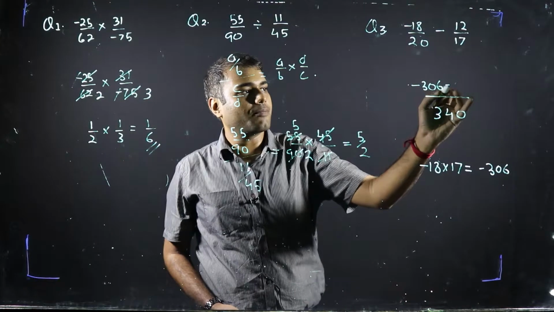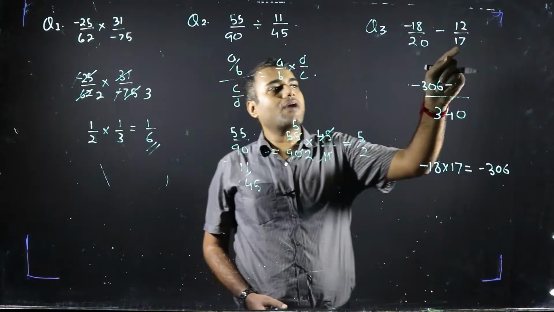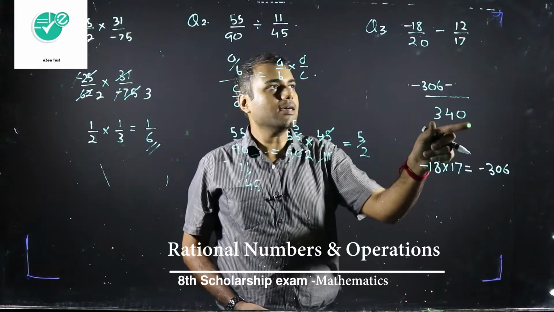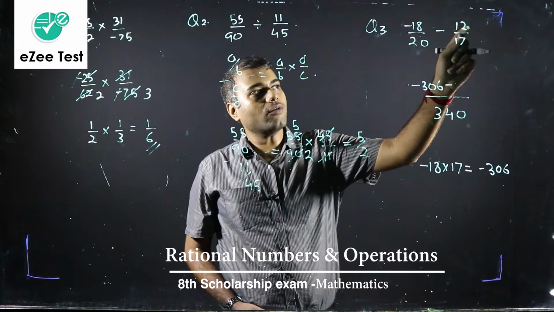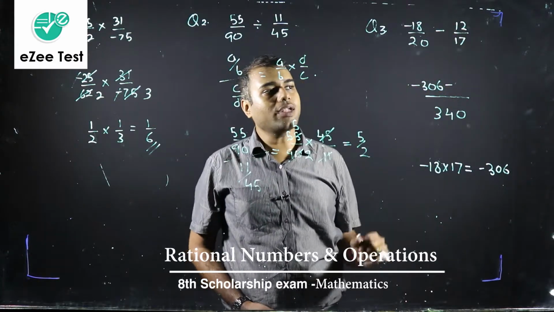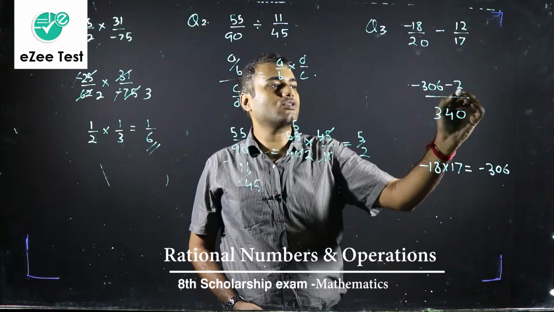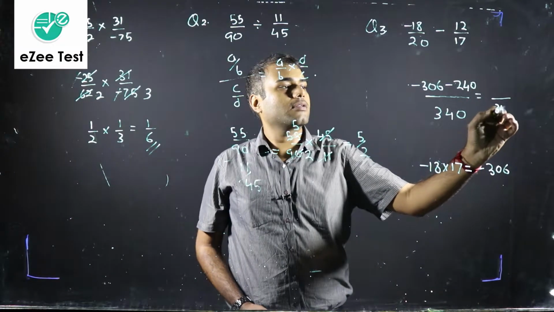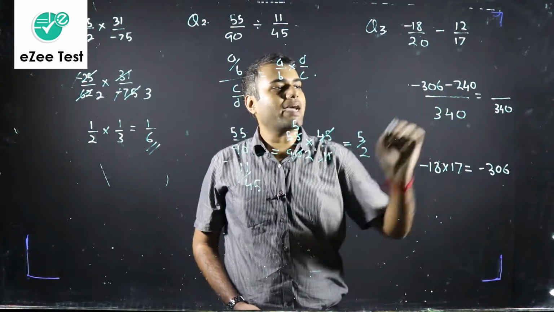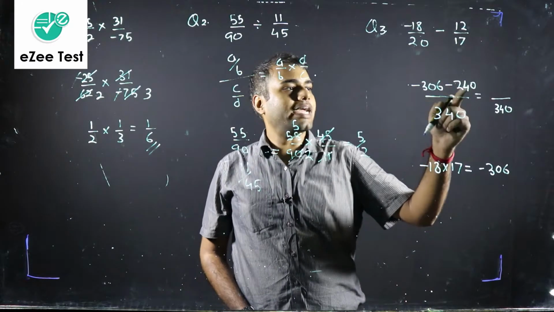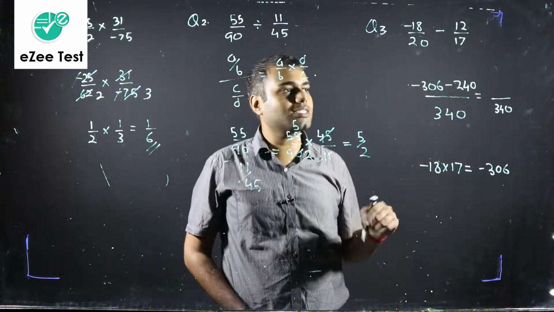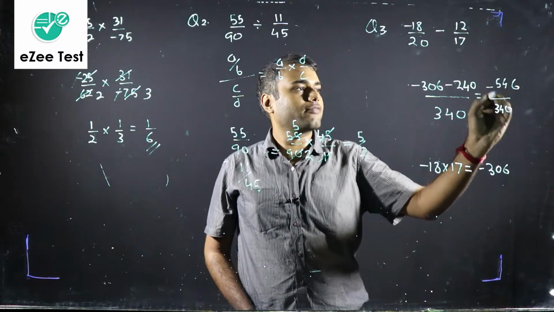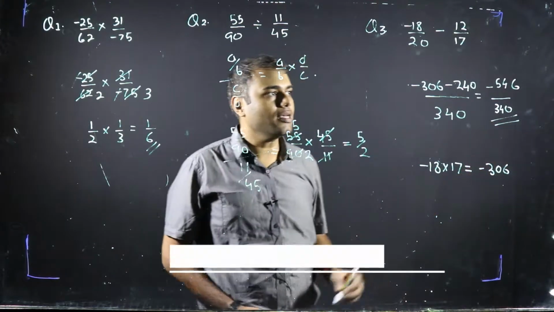Now this minus sign will come here. Now I multiplied 17 with 20 to arrive at 340, right? So I should multiply 12 also with 20. So what is 12 into 20? It is 240. So the answer will be minus 306 minus 240. So basically it is the addition of 240 and 306 with a minus sign in front. The answer will be 546. The answer is minus 546 by 340.